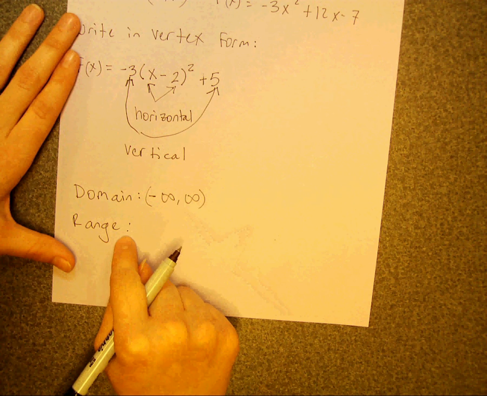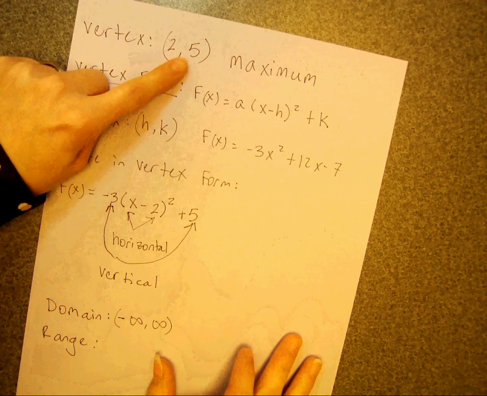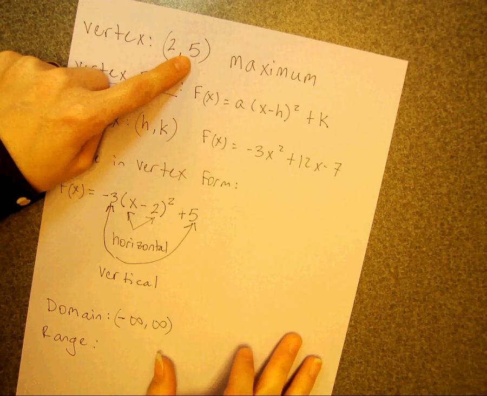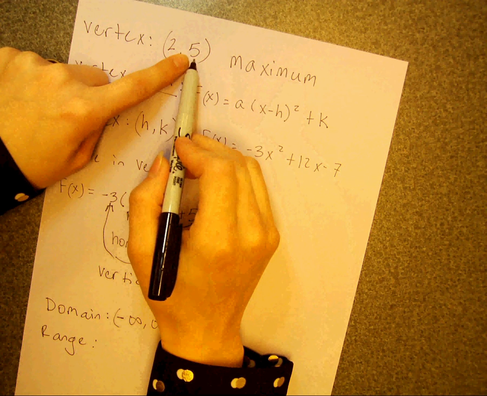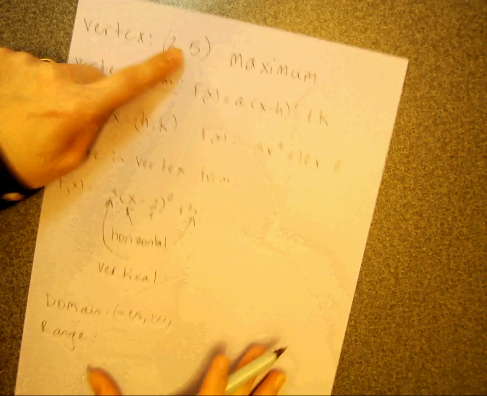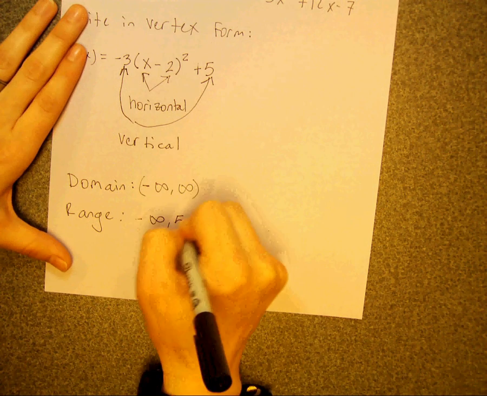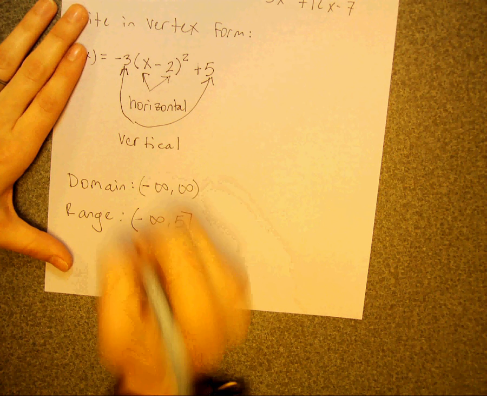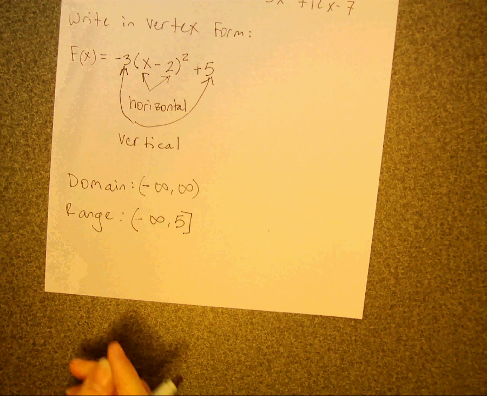Now your range, we can figure out what the range is just by the vertex. I know the y value is 5 on my vertex, and it's a maximum. So this is the highest the y value will ever be. Everything else will be less than that. So I know that my range will be negative infinity all the way up to 5, and 5 will be included.